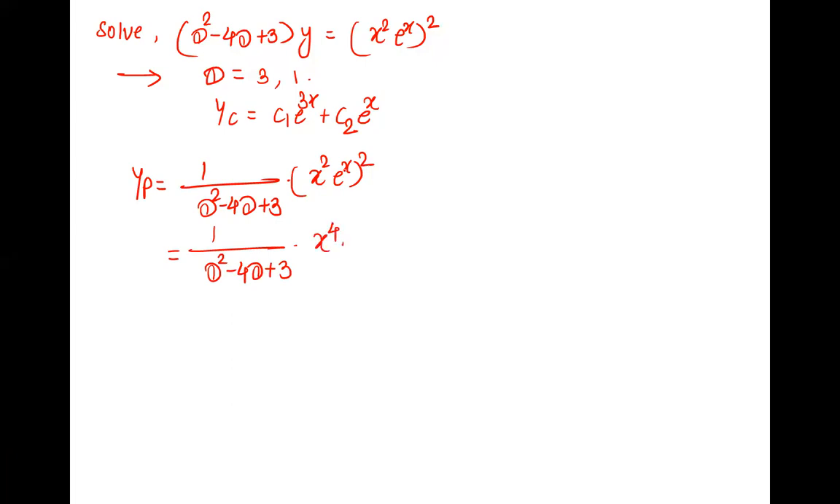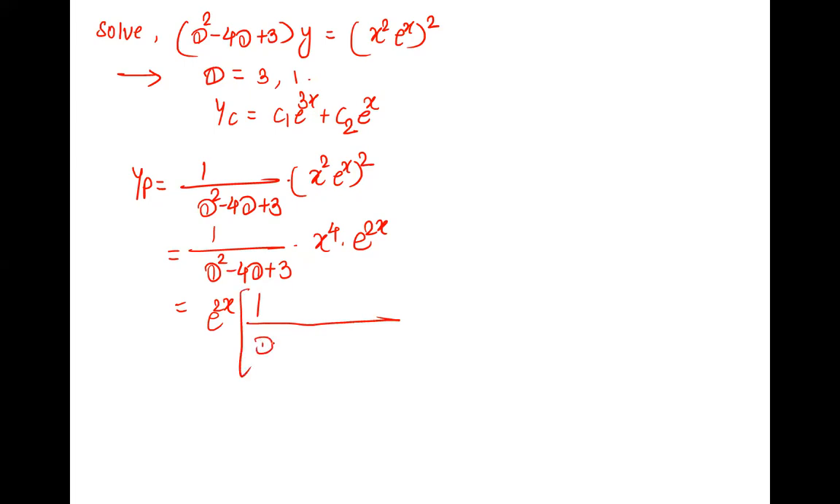x raised to 4 into e raised to x square. What is e raised to x square? E raised to 2x. Correct. Very good. So now this function is case number 5, e raised to ax into v. So e raised to ax comes out and what happens?